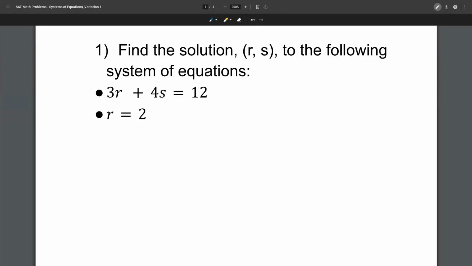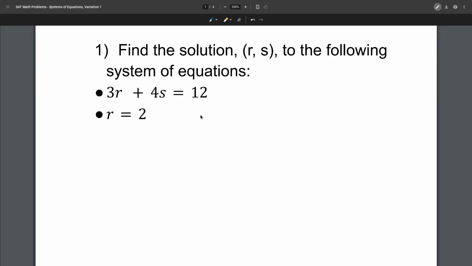In this video we're going to go through a certain type of solving a system of linear equations problem that you might see on the SAT. So let's get started. Let's look at problem 1. It says find the solution r, s to the following system of equations. And we have 3r plus 4s equals 12 and r equals 2.